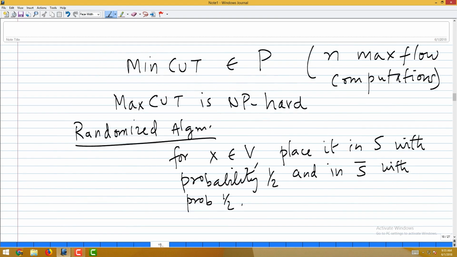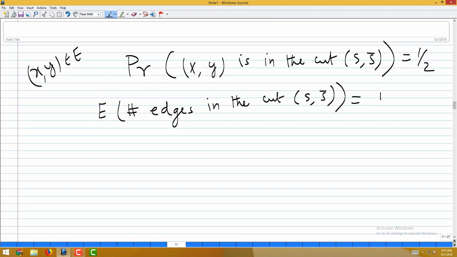So, this is a half approximation algorithm, right, because the solution produced is at least half times the opt, because opt can be at most m, because you want to maximize the number of edges crossing the cut. Maybe it is a bipartite graph, all edges will be crossing the cut. And it can be de-randomized as before.